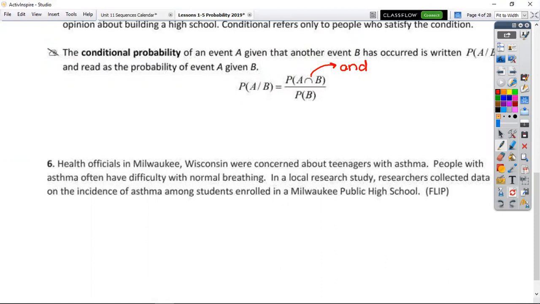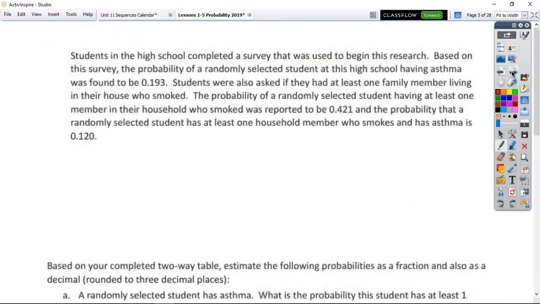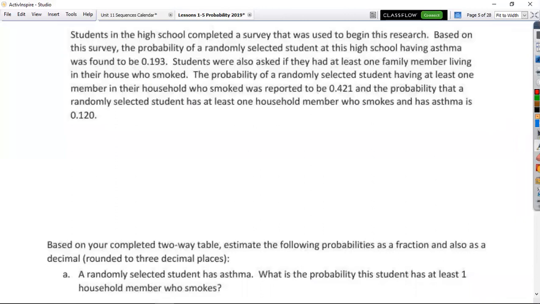So health officials in Milwaukee, Wisconsin are concerned about teenagers with asthma. People with asthma often have difficulty with normal breathing, and in a local study, researchers collected data about the incidence of asthma among students enrolled in the high school. All right, flip over to the next page. Lots of reading. Students in the high school completed a survey that was used to begin this research. Based on the survey, the probability that a randomly selected student at the high school has asthma is 0.193. So right now, the condition we're looking at is asthma.